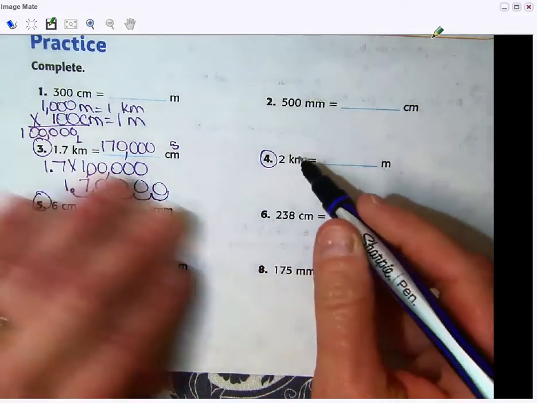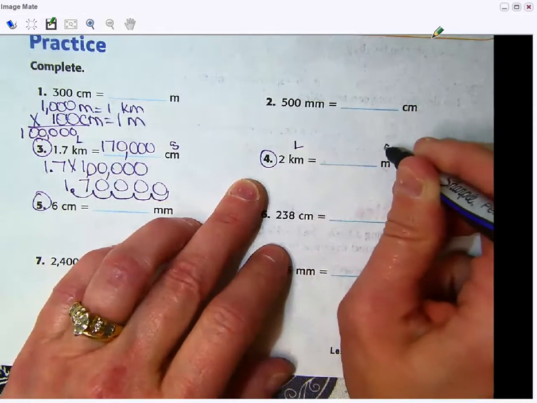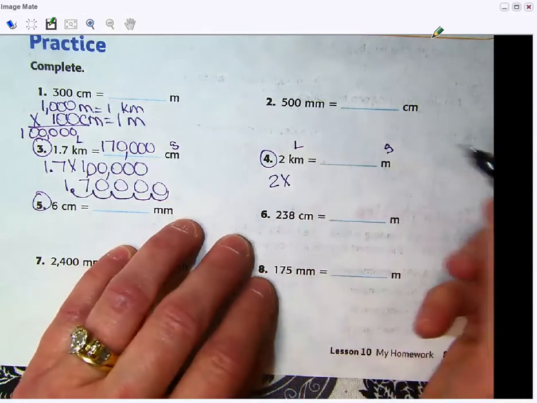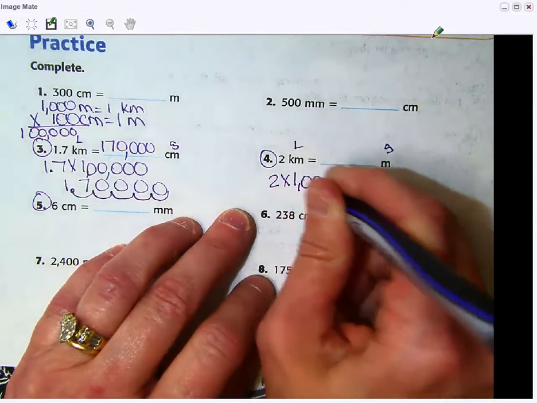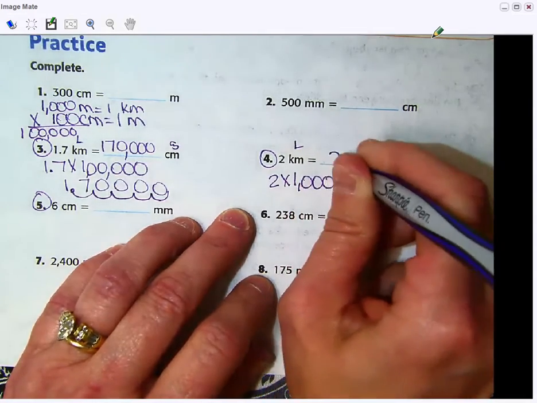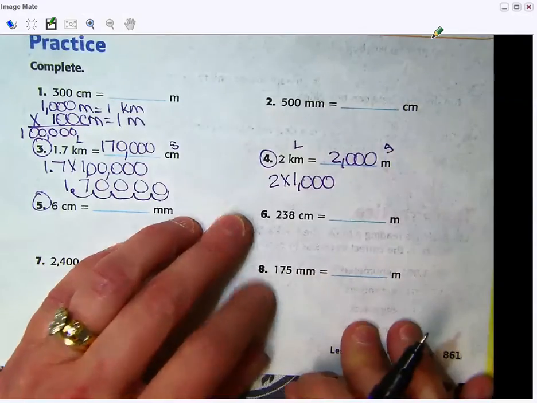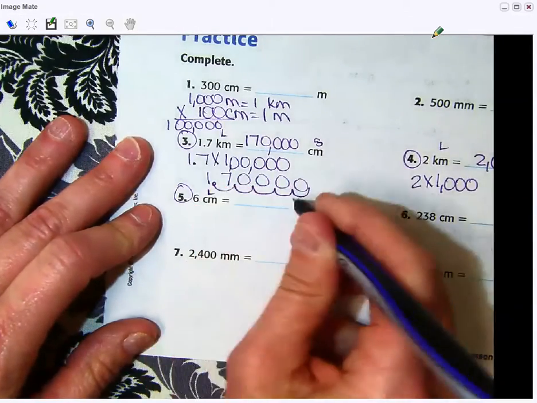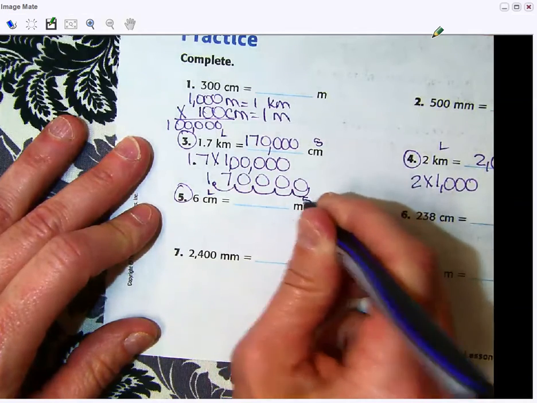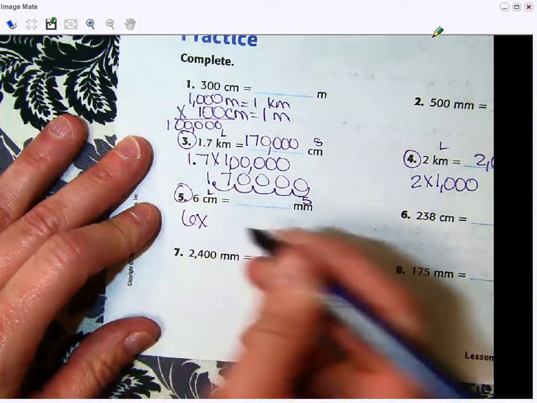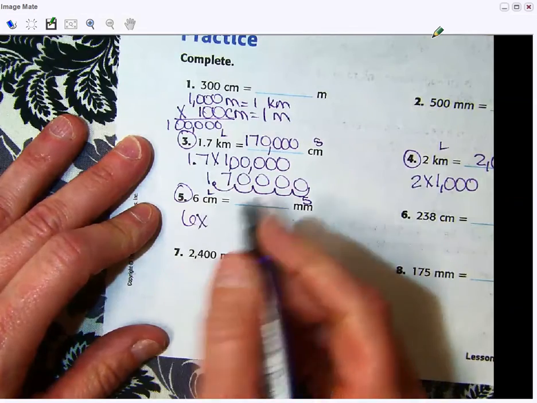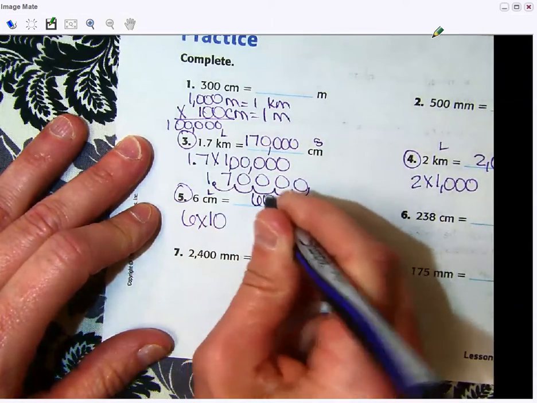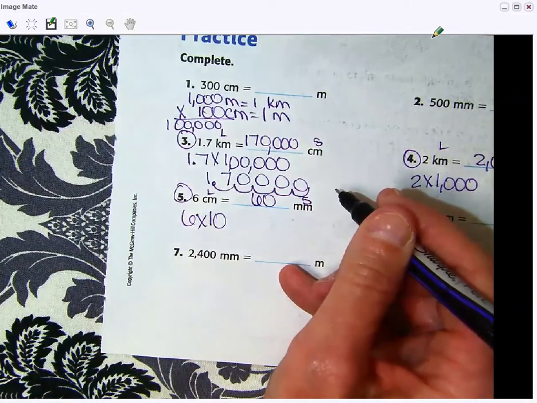Okay. Next, we are converting from kilometers to meters. So how many meters are in 1 kilometer? Well, we know that there are 1,000. So in 2 kilometers, there are 2,000 meters. Number 5, we are looking at centimeters to millimeters. So how many millimeters are in 1 centimeter? There are 10. So we know that there are 60 millimeters in 6 centimeters.